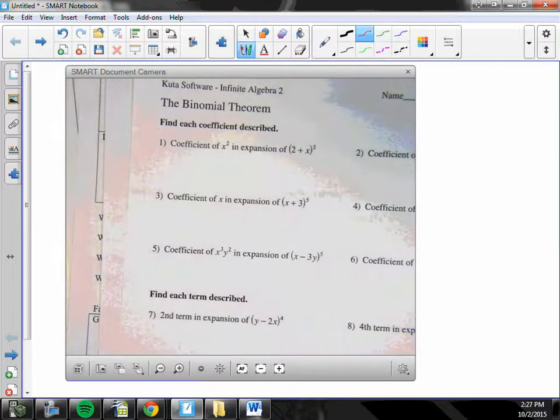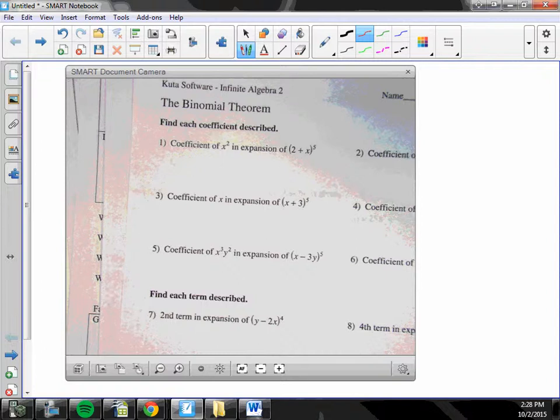Number 1 says, find the coefficient of x squared in the binomial expansion of (2 + x) raised to the fifth. So this is the fifth power on the binomial theorem. It will have 6 terms. All we care about is the coefficient of one of those terms. So I'm going to lay it out the first time just so you see what's going on.